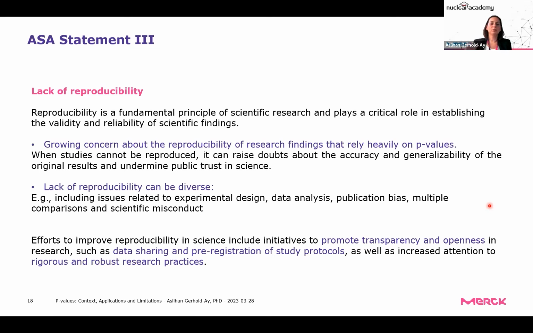And lack of reproducibility can be diverse, for example, including issues related to experimental design or data analysis, publication bias, multiple comparisons, scientific misconduct, and so on. So therefore, please be transparent. Please be open. Please be modest to show your results and also to discuss them with other scientists because it helps. Also, a finding which is not above 0.05 can be very helpful in a very early phase to think about next hypotheses to test and also next conclusions we need to take because this is also a finding. A very, very important point from my perspective.